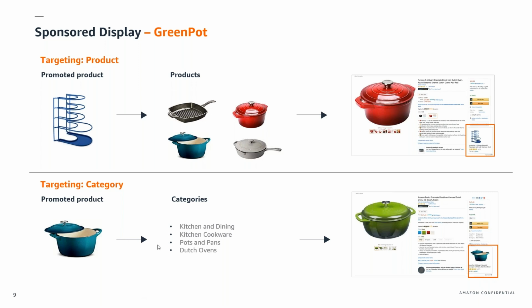And of course, the last application for product targeting with sponsored display is just to target within a category. You can select categories to appear in, for example kitchen and dining, kitchen cookware, pots and pans, Dutch ovens, for this particular seller. So the first one is a bit more tactical: basically, you're protecting your own product detail page. And the second one is to look for new potential customers, new-to-brand customers, when you do category targeting. So that's the flexibility of sponsored display.